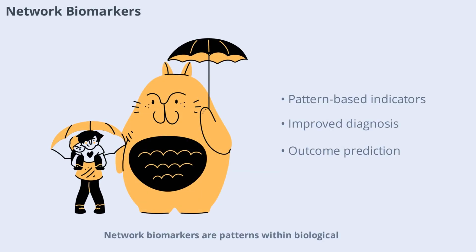Network biomarkers are patterns within biological networks that signal disease or predict outcomes. Unlike traditional biomarkers which focus on single molecules, network biomarkers capture the complexity of biological systems, offering more accurate and reliable indicators for diagnosis and prognosis.